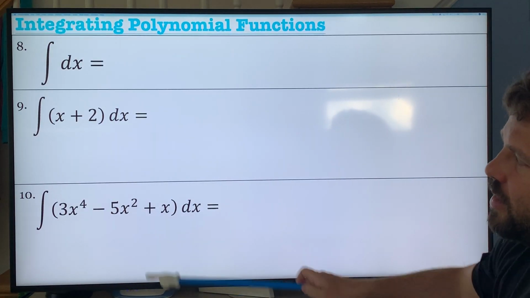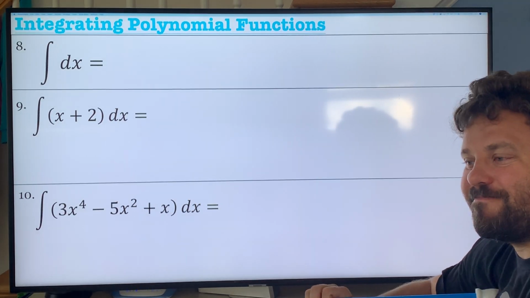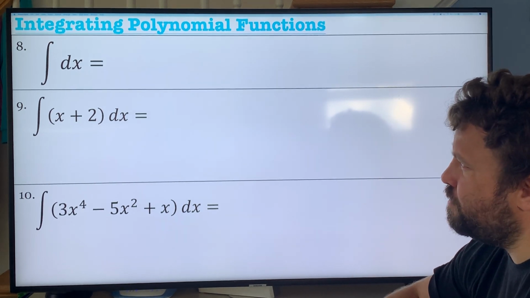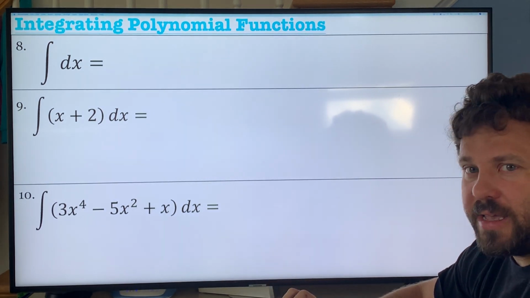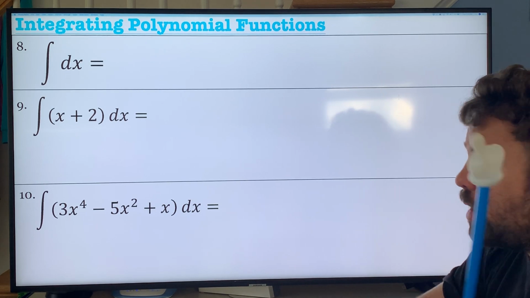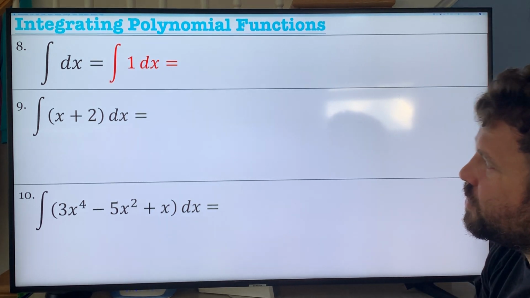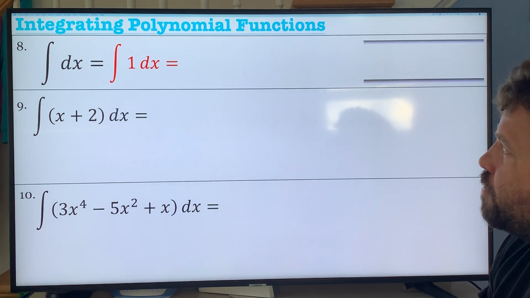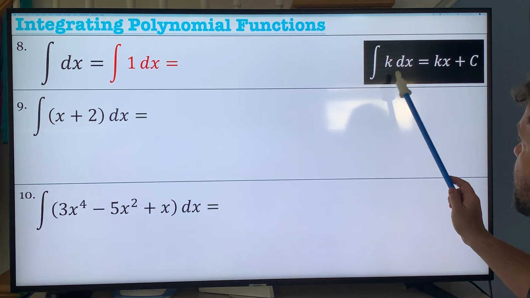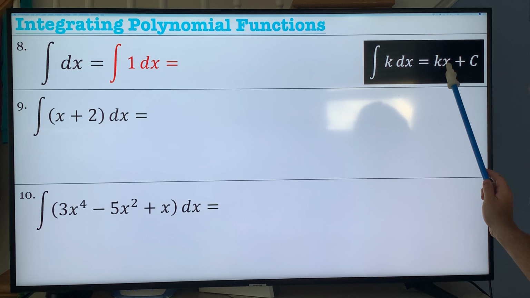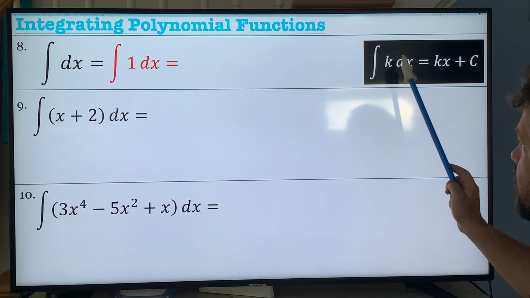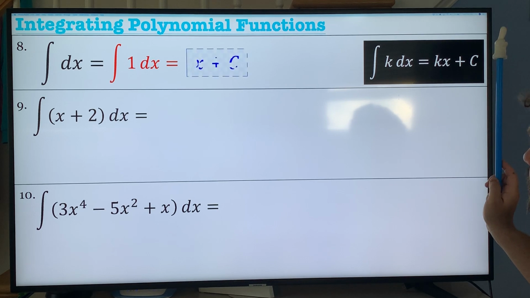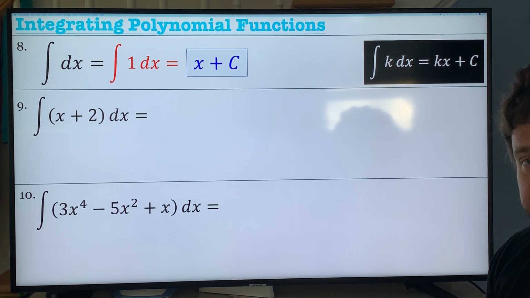Ready? Toughest one, integral of dx. One that gets everyone every year. Did you get it? Well, what's before that dx? A 1. It's the same as the integral of 1 times dx. What's the integral of 1? Integral of a constant is a constant times x plus c. So our constant here is 1. So it's 1x plus c, or x plus c.